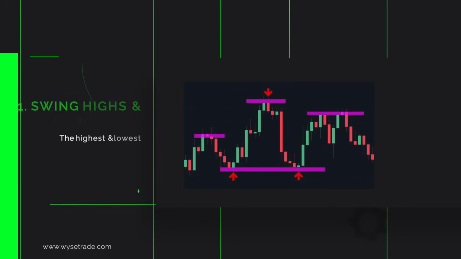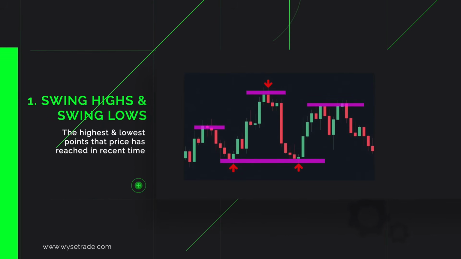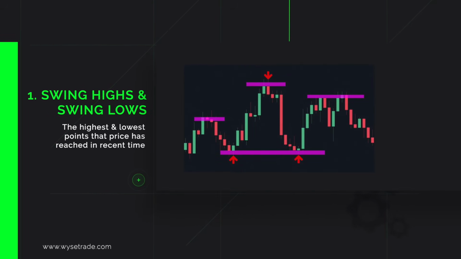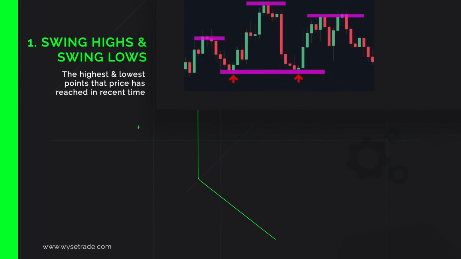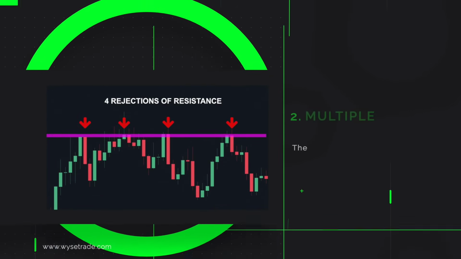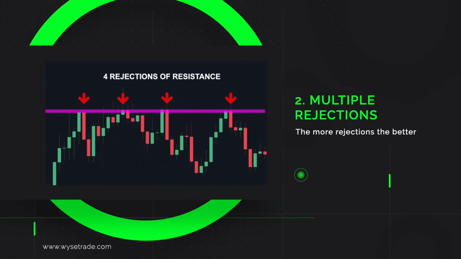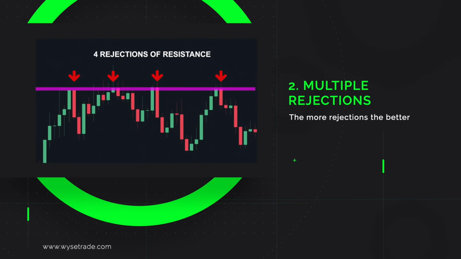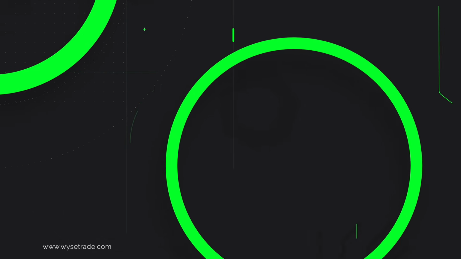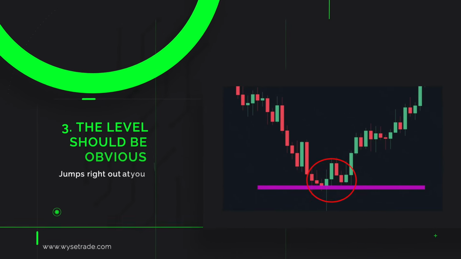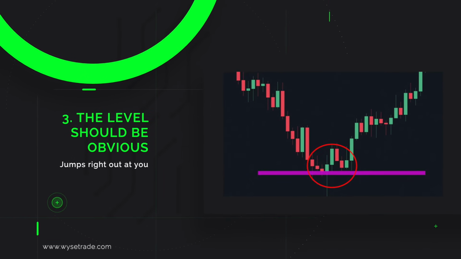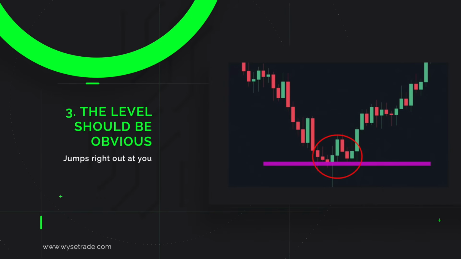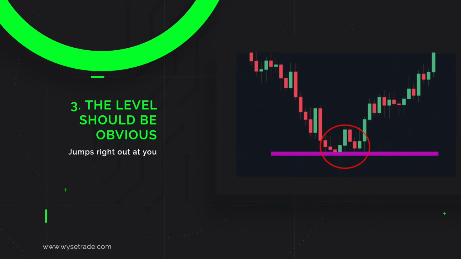1. We look for the extreme swing highs and swing lows, meaning the highest and lowest points that price has reached in recent time. 2. We like to look for multiple rejections of an area. The more rejections, the better. 3. We want the level to be obvious, meaning it jumps right out at you.